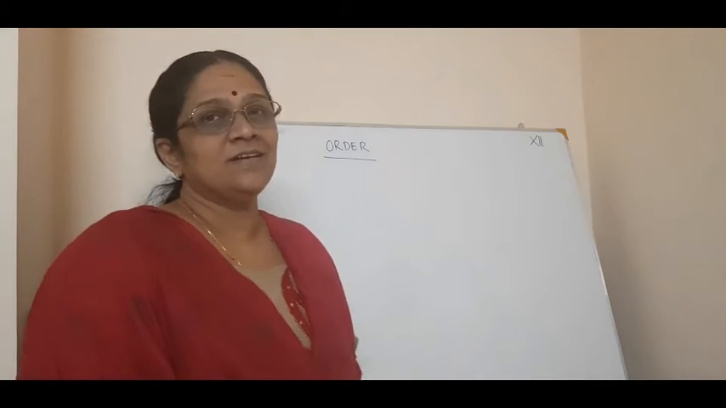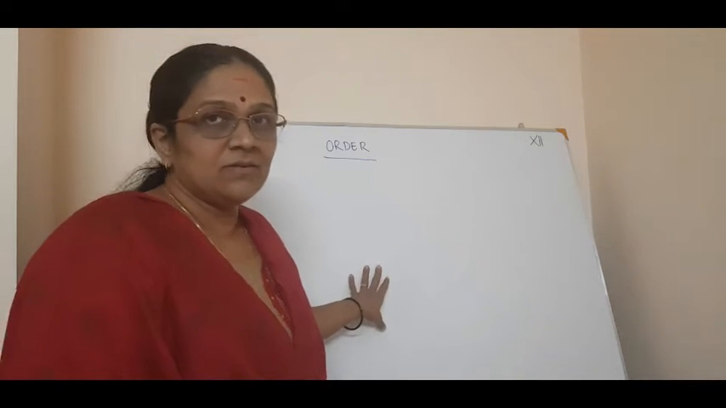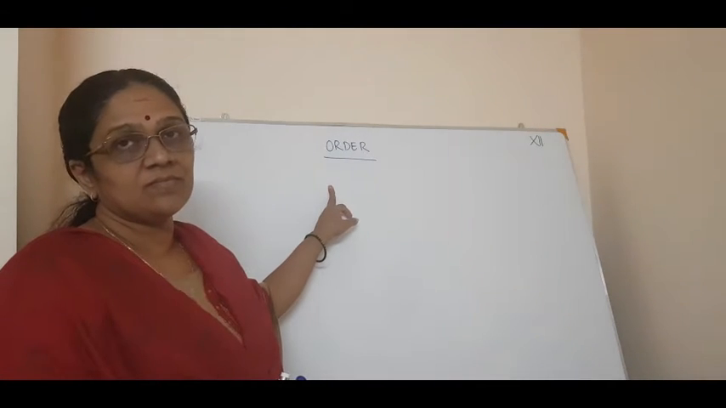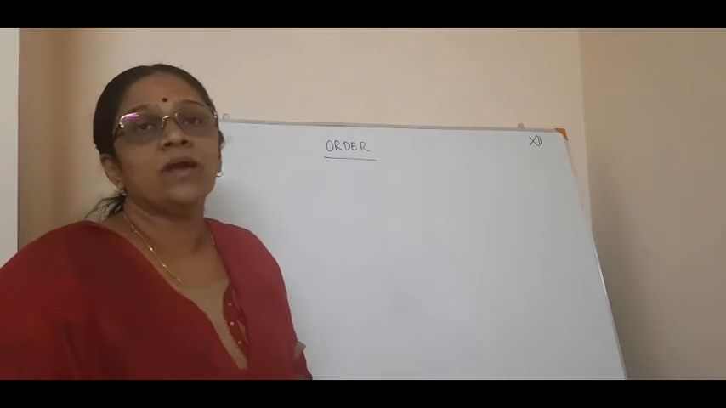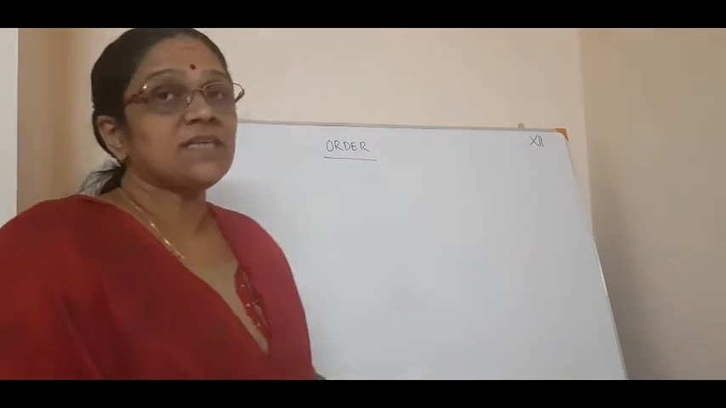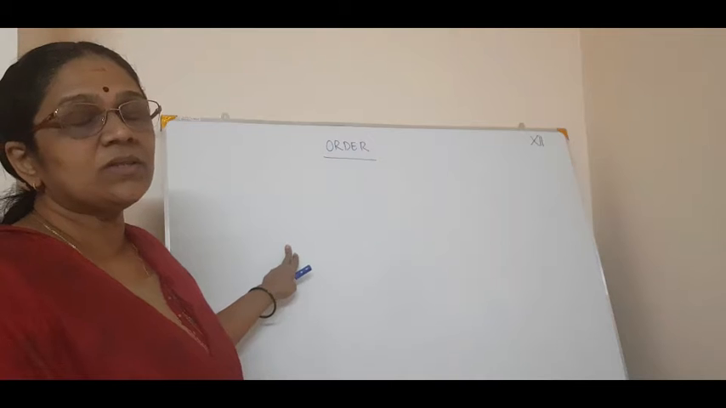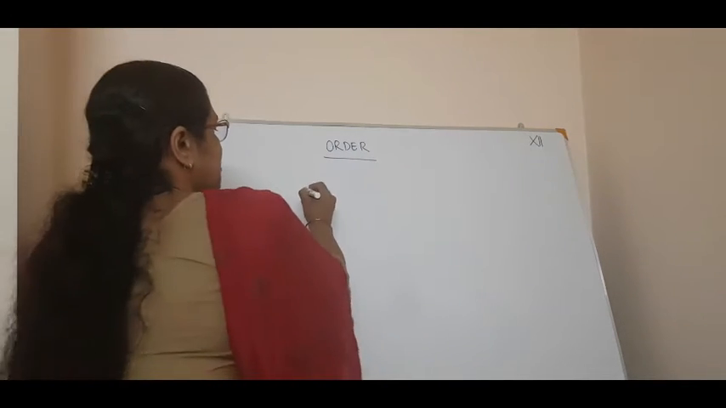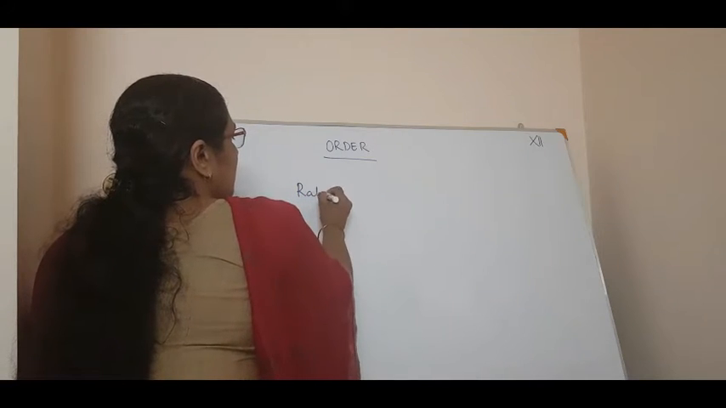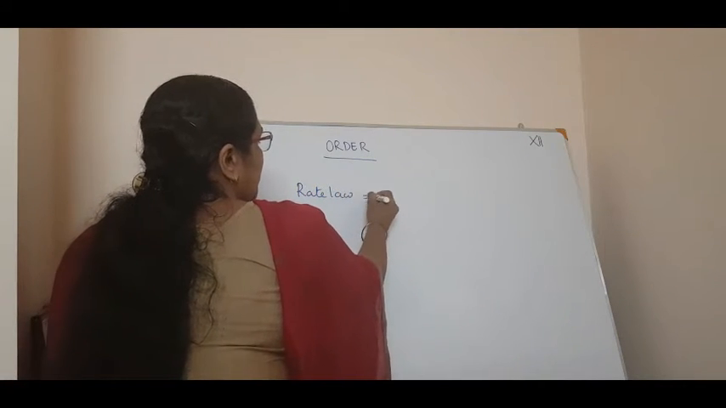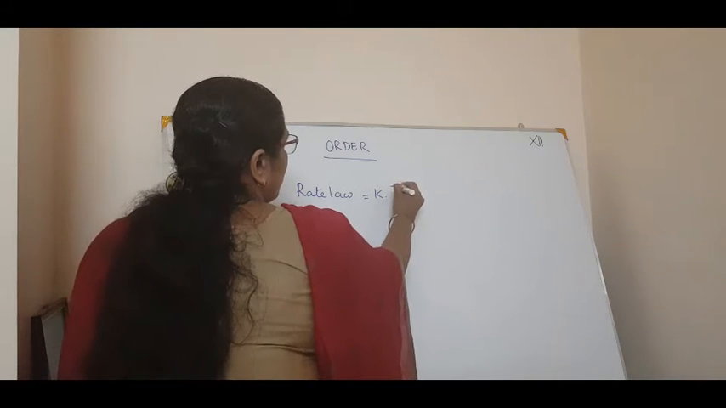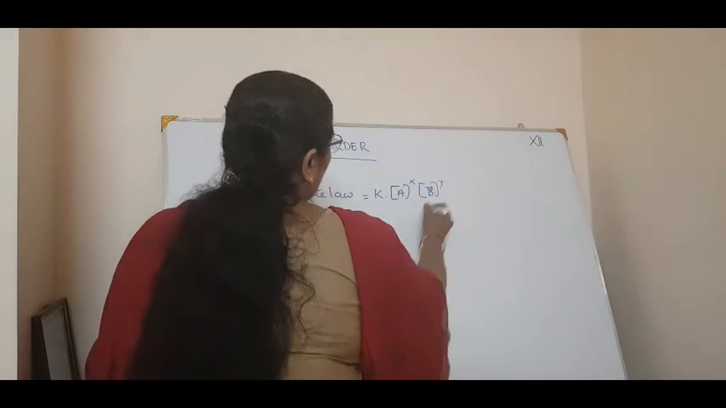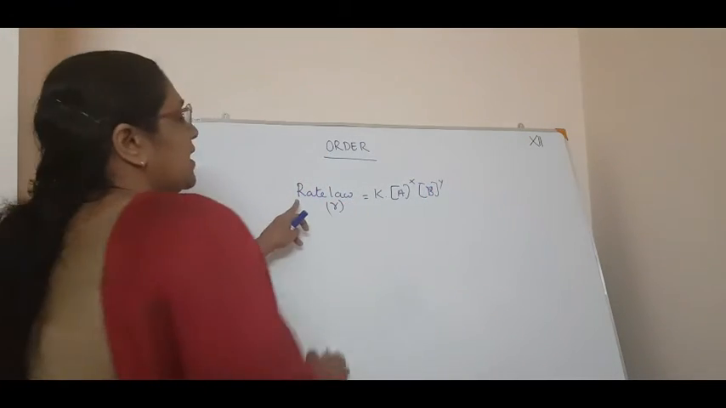Hi students. In the last session, we discussed the order of a chemical reaction. Now, how will you calculate the order of a reaction? We have studied the rate law expression. And what is the rate law expression? Rate law is equal to a constant K into concentration of A raised to X into concentration of B raised to Y. So, this is the rate law expression.